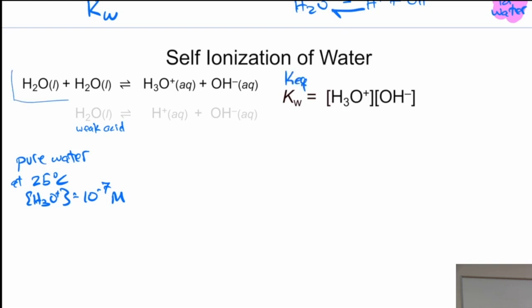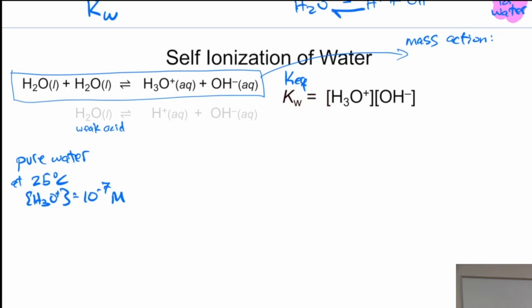What's the mass action expression for this reaction? Well, you know how to do that. You take the concentration of the products, H3O+ times OH- concentration, and you divide that by, in this case, the concentration of the reactants, water squared. Wouldn't it be nothing? And why wouldn't it be nothing? Liquids. Because it's a liquid, we, in fact, don't do that.